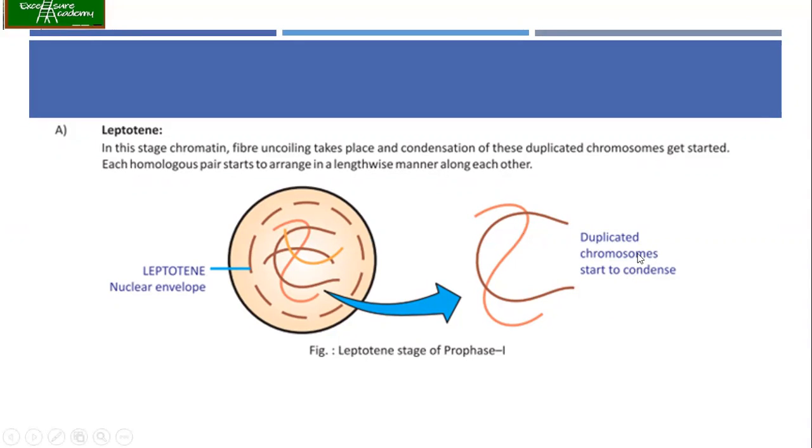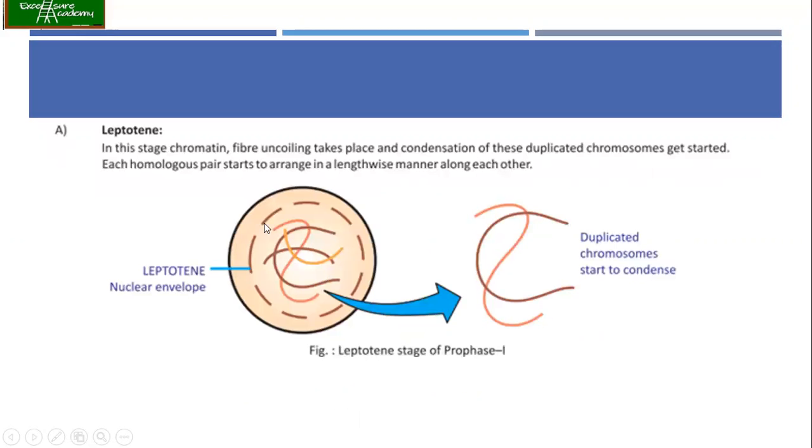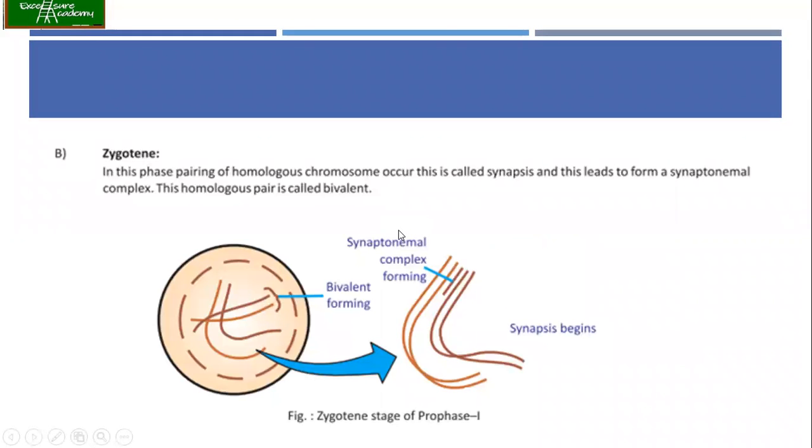So what is happening now? The chromosomes are getting condensed, and in leptotene the nuclear envelope is getting more and more fragmented. Now, the second stage of prophase 1 is called zygotene. Just now we talked about leptotene, now zygotene. In this phase, pairing of homologous chromosomes occurs. This is called synapsis, and this leads to the formation of a synaptonemal complex. The homologous pair is called the bivalent.